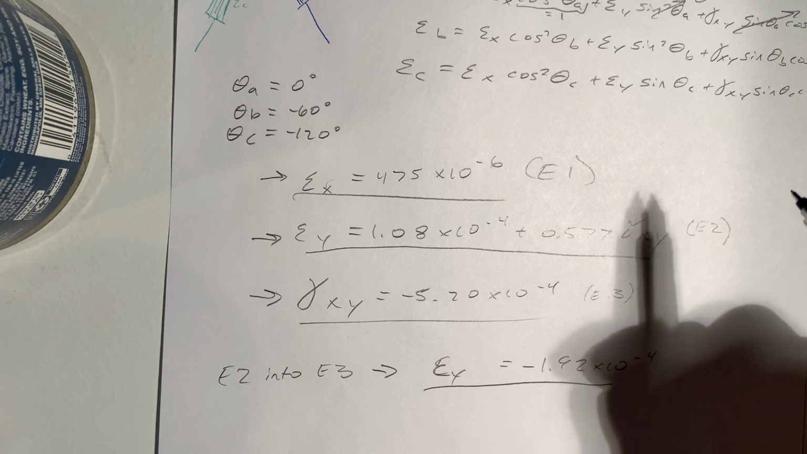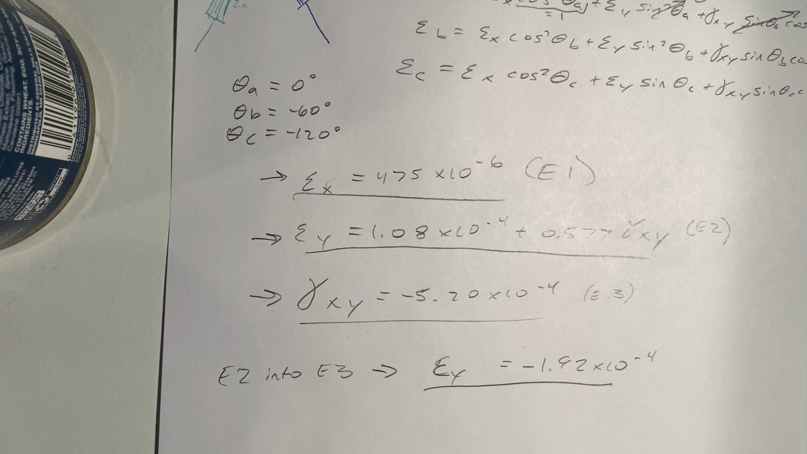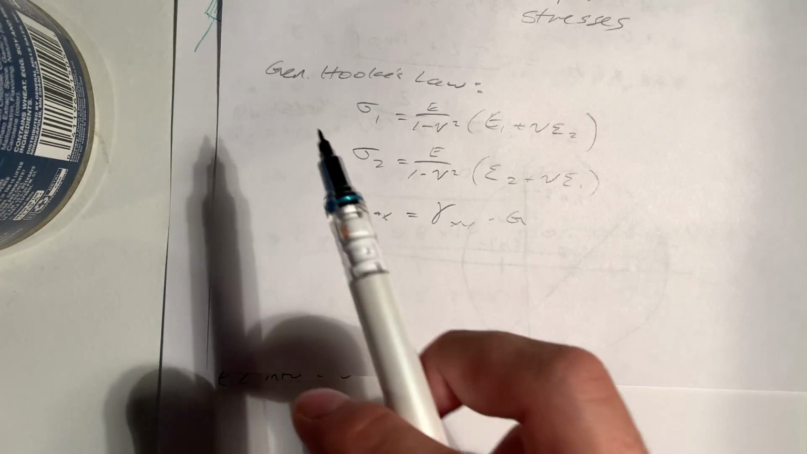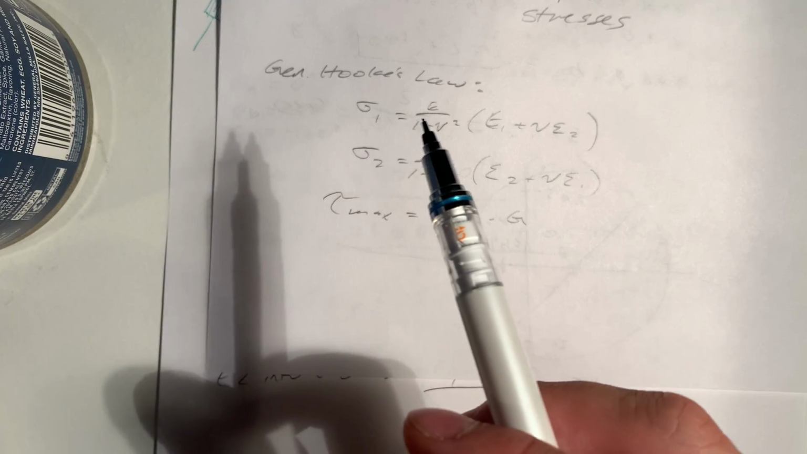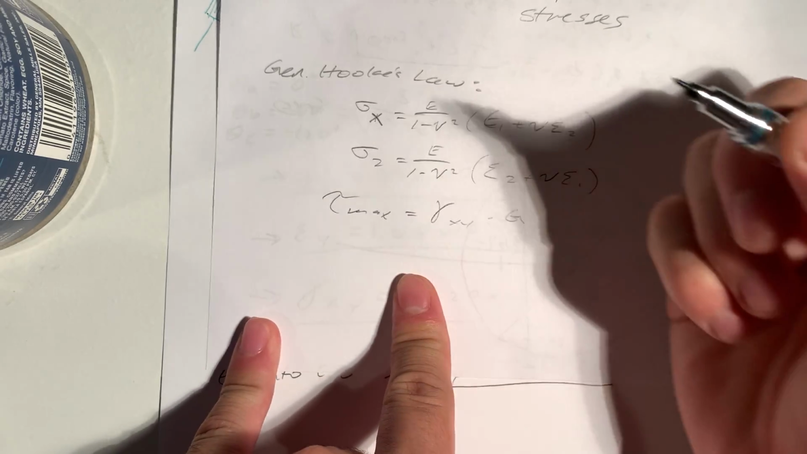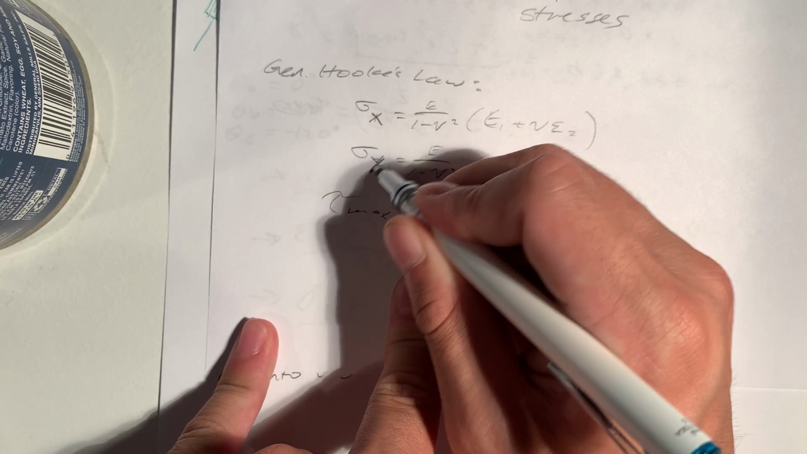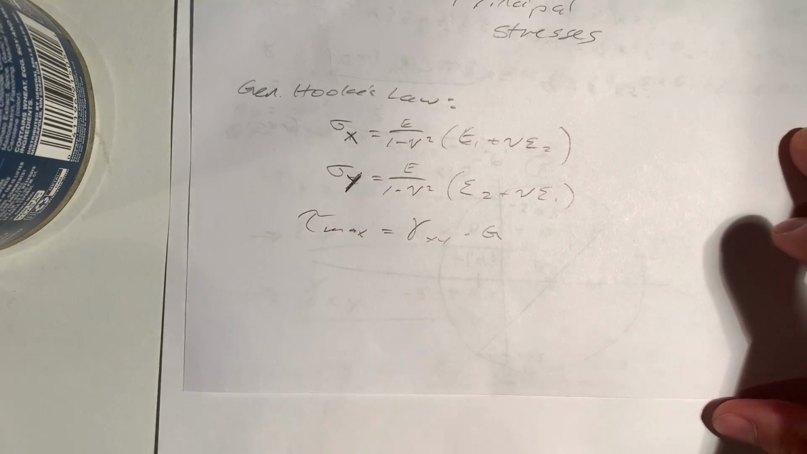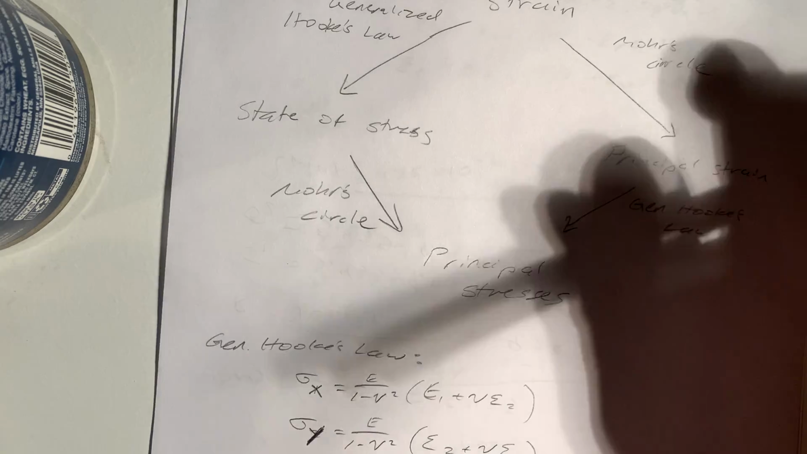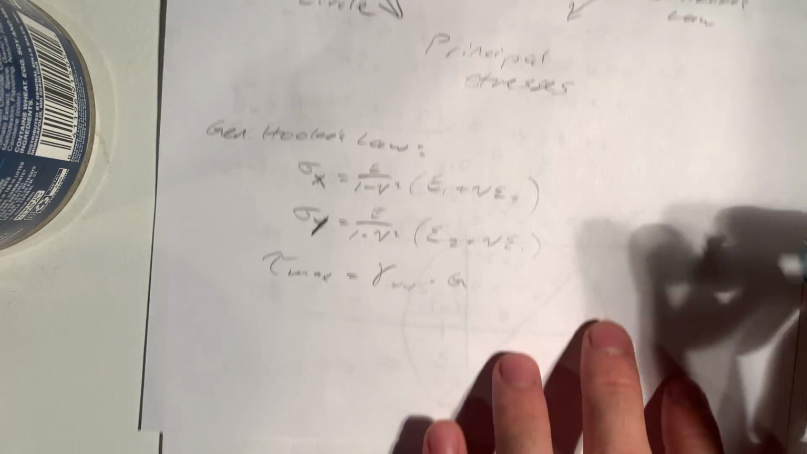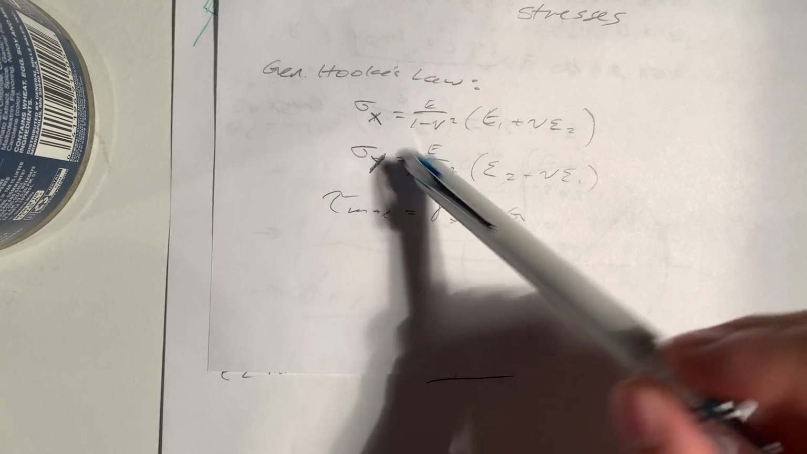Now we are going to use generalized Hooke's law to find our state of stress. This should be x and this should be y. So now, like I said earlier, we have our state of strain now. Now we're going to use generalized Hooke's law to get our state of stress, which can be seen using these equations.